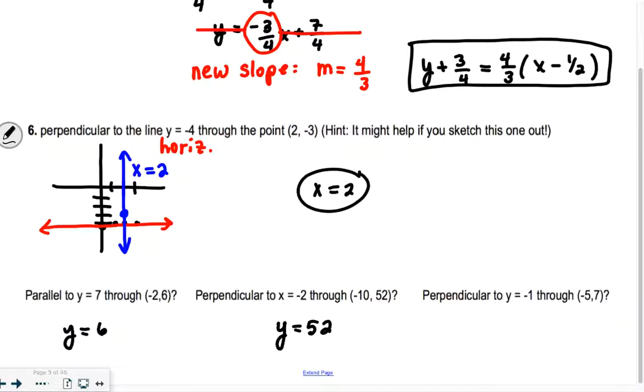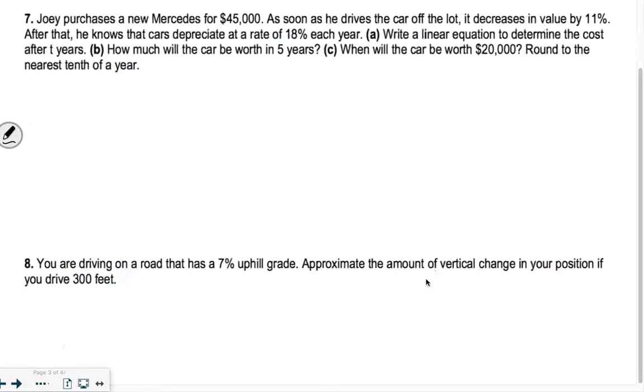All right, perpendicular to y equals. So what do we need? You got it. Perfect. You guys get it? That's the quick way of doing this. All right. Almost done here.